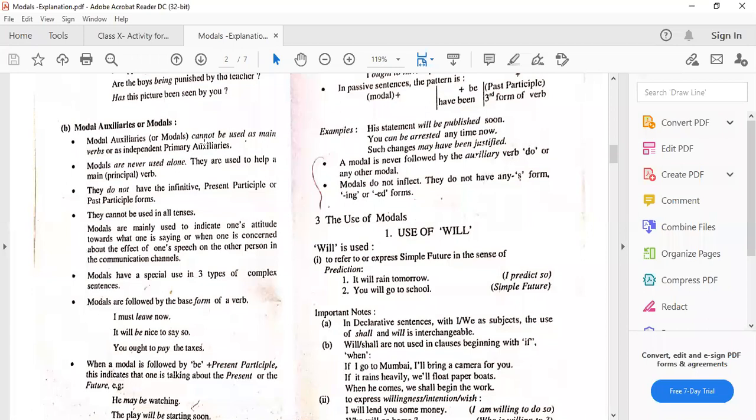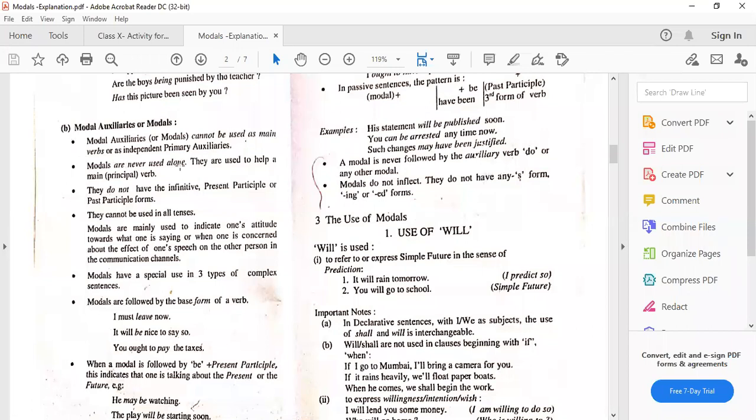But what is the difference between the modals? Modal auxiliaries or modals cannot be used as main verbs or as independent primary auxiliaries. लेकिन जो modal verbs हैं जिनको हम modal auxiliaries भी कहते हैं, they cannot be used as main verbs. जबकि हमने क्या देखा, जो auxiliary verbs थे या helping verbs थे tenses based, they can be used in both forms, but the modals cannot be used as main verbs.